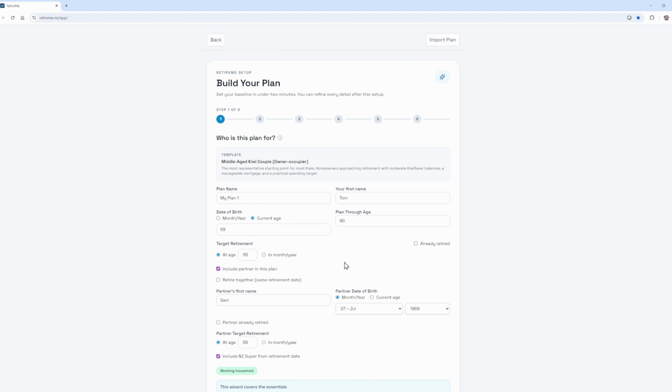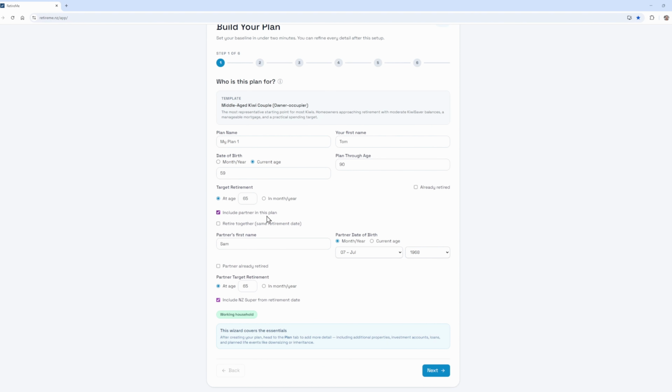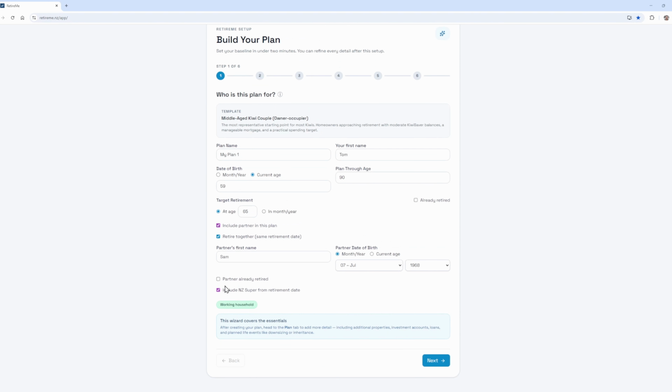So in 6 years' time, I'm going to include my partner in the plan. We will retire together on the same day. Her name is, say, Sue, and we'll just keep her age slightly younger than me, July 1968. She's not retired yet, and we both are eligible for superannuation from our retirement date.